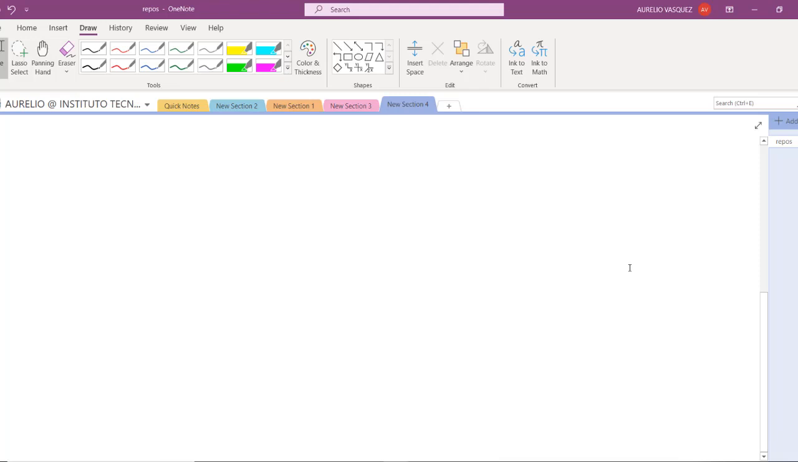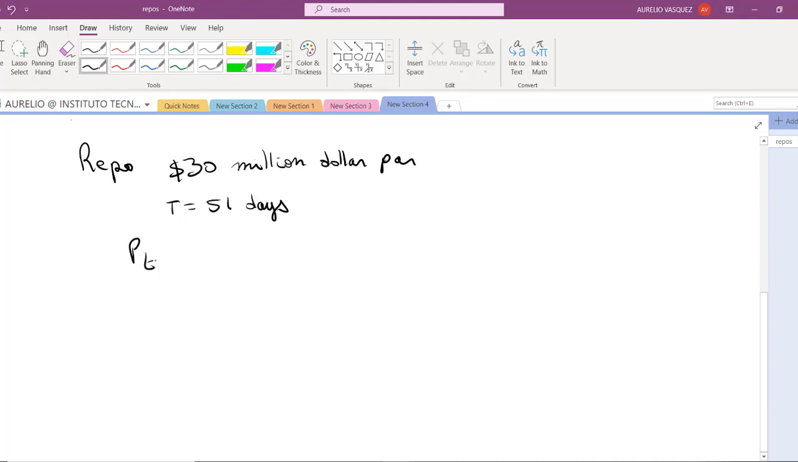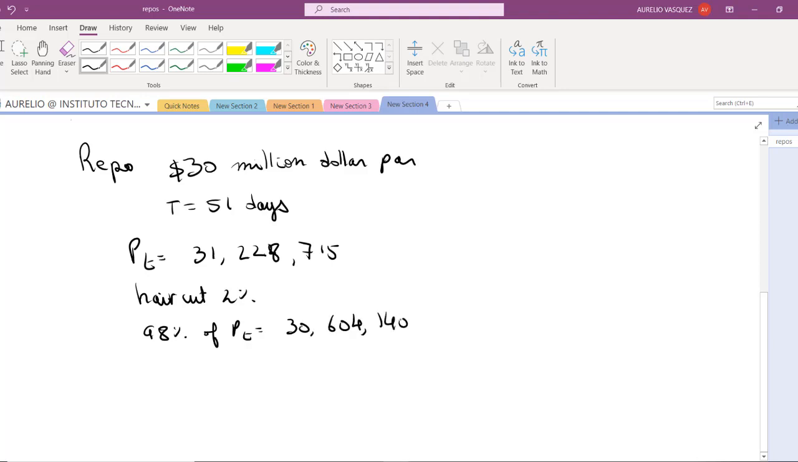Now let's look at another example. In this other example, there's a repo of $30 million par, and this repo is going to be for 51 days. Now the market value, that means P small t, is going to be equal to 31,28,715. This is the market price of our bond, and the haircut is going to be 2%, and basically that means 98% of PT is going to be equal to 30,604,140.70, and the repo rate is going to be 5.25.